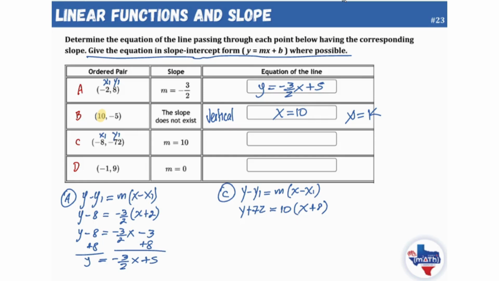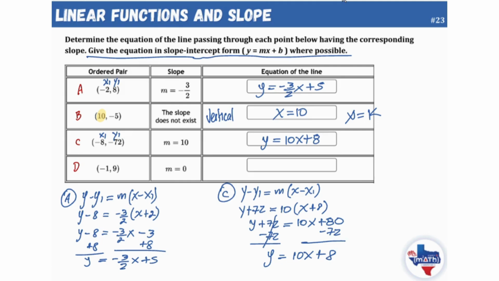Okay, we'll have y plus 72, and we will distribute that 10. That will be 10x plus 80. Then let's subtract 72 on both sides of the equation. This will cancel out, and we'll have y equals 10x plus 80 minus 72, that should be just 8. So our equation will be y equals 10x plus 8.